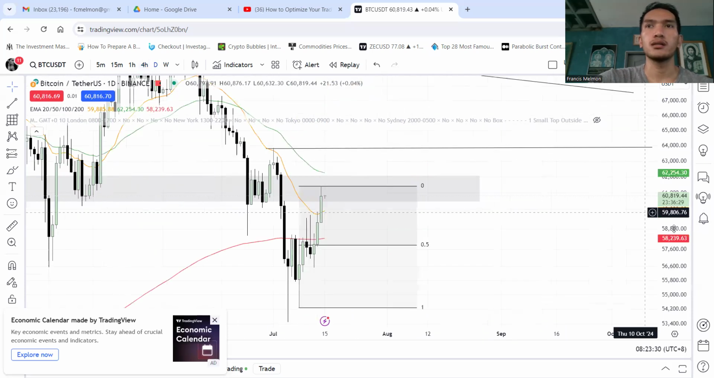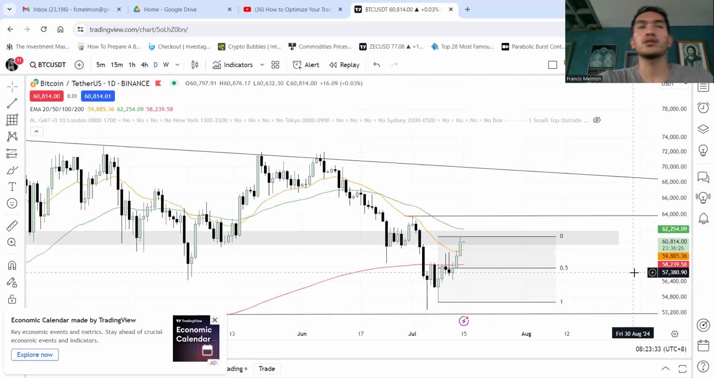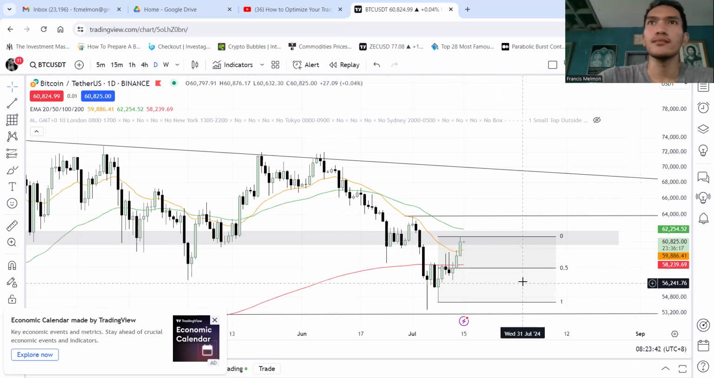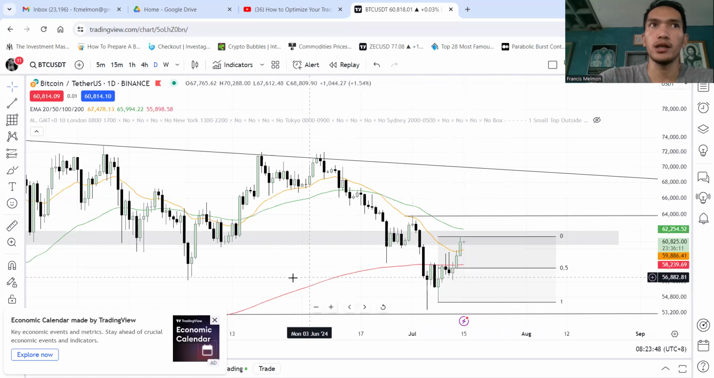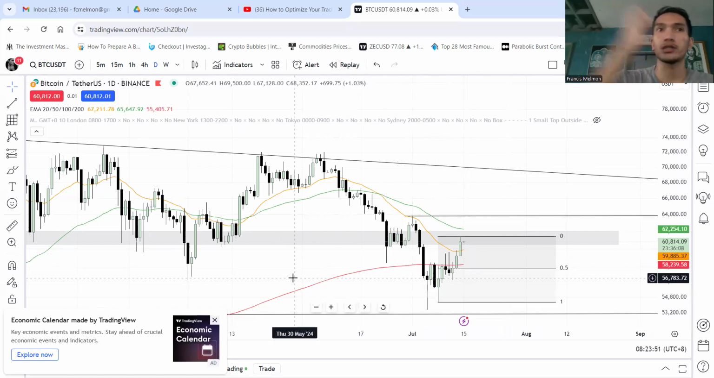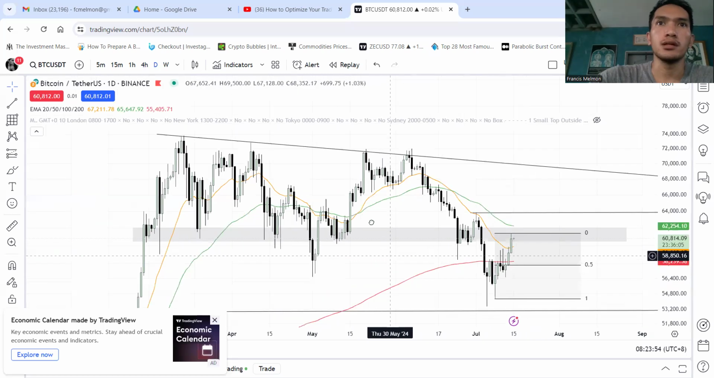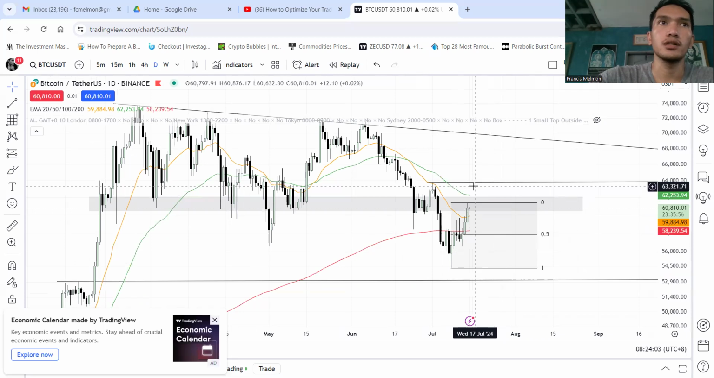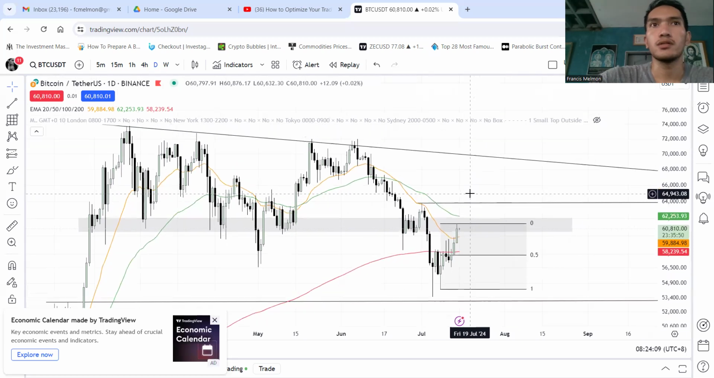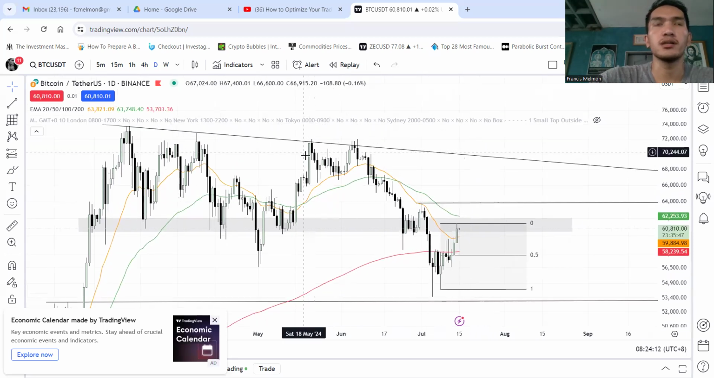As for the indicator that we are using, EMA 20, 50, and 200. As you can see, the price is above the EMA 20, but the price is not yet above the EMA 50.